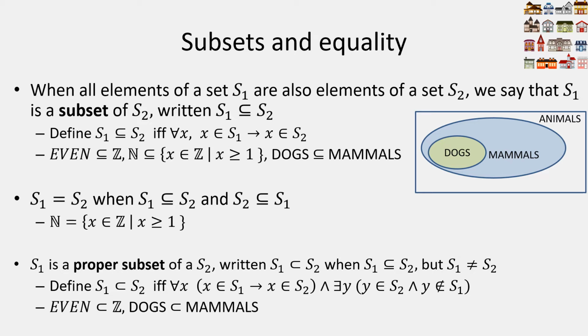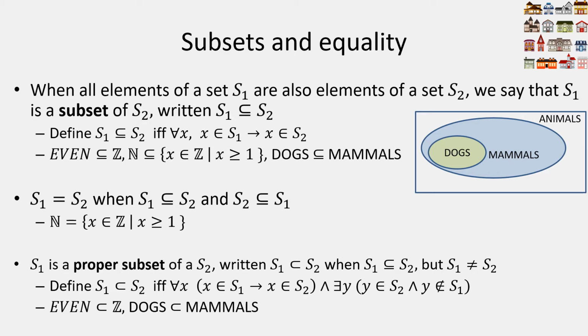For example, all dogs are mammals. So the set of all dogs is a subset of the set of all mammals. And moreover, since there are mammals other than dogs, like humans, there are elements of the set mammals that are not elements of the set dogs. So dogs is a proper subset of mammals.